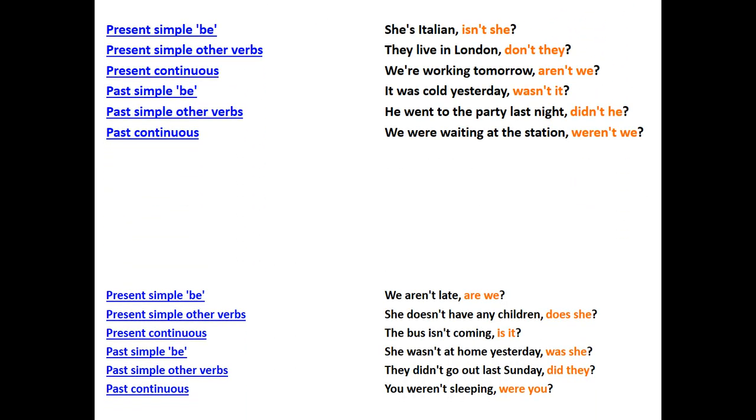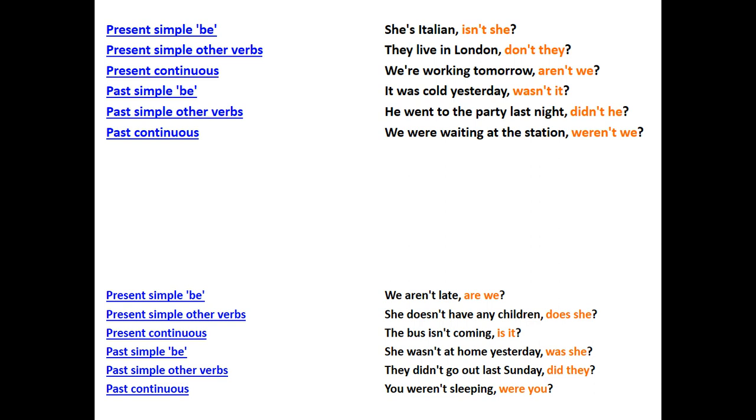And here are some examples. If it is present simple, we use be. For example, she's Italian, isn't she? Okay, and we have present simple, other verbs. They live in London, don't they?